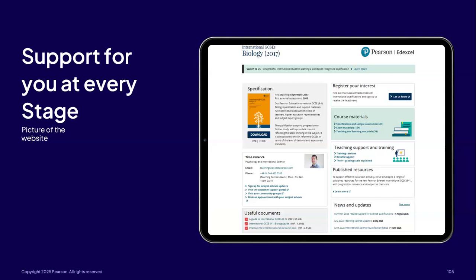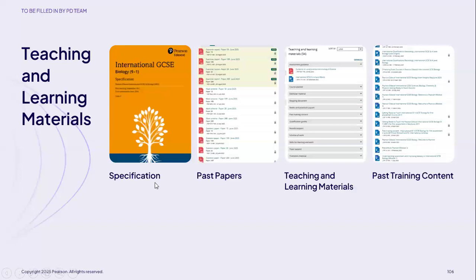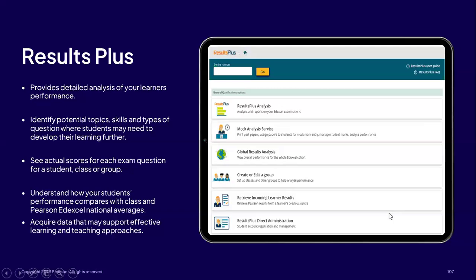So we've covered some of it already, but there is plenty of support available on the website: the specification, course materials, past papers, teaching and learning materials, past training content. You can have a look at past training content. Results Plus is one of the most useful things, it's not the only one, but it's a very useful tool that Pearson makes available to you because it analyzes your learners' performance in actual exams.